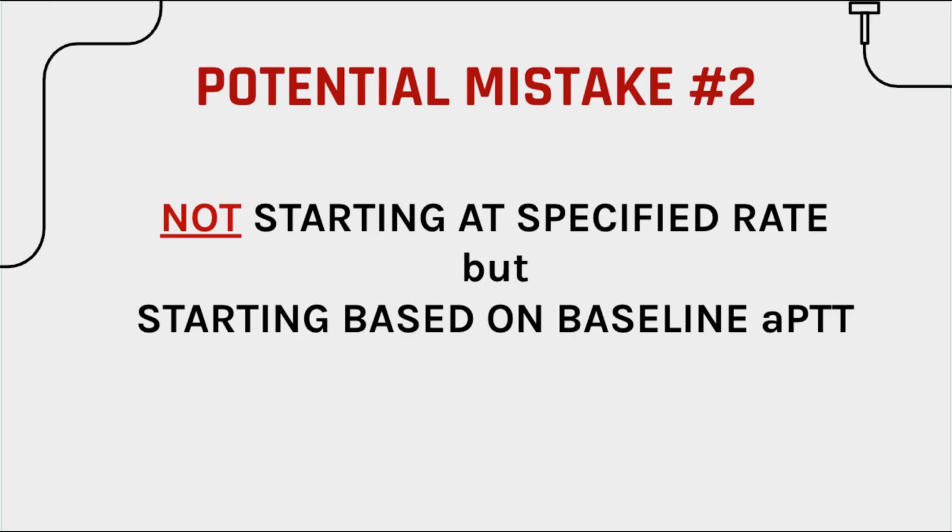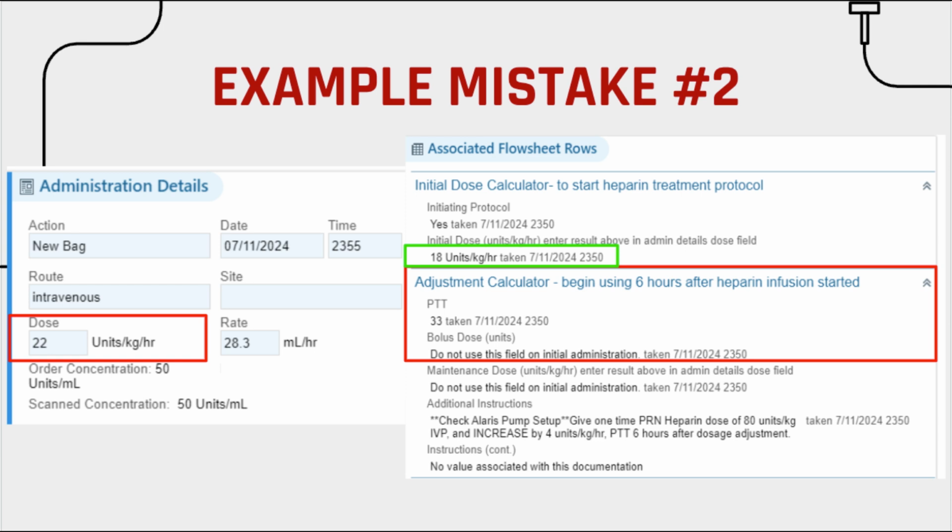The next potential mistake is starting the drip based on baseline PTT and not the specified rate as detailed in the order. This is what was done. What do you think is wrong here?